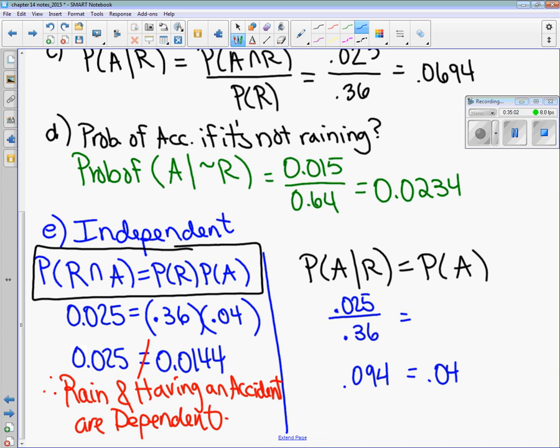Did you all get something different over here on the left? Speak up. I don't have a calculator in front of me. Okay, it's 0.0694. They still don't equal each other. Would you agree? They're still not the same. So therefore, the same conclusion holds true. Therefore, having an accident and it raining are dependent events.